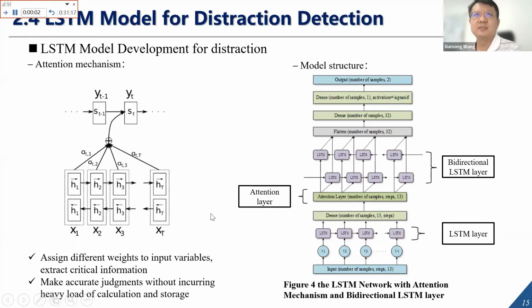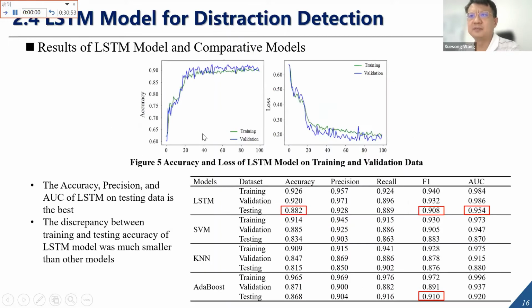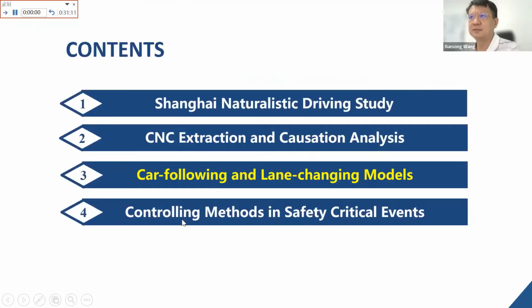And we also developed LSTM models for distraction detection. Particularly, we incorporated attention mechanisms. This paper has already been published in Part C. For this analysis, we used different types of models, like LSTM, SVM, and KNN models, and we found the LSTM model considering the attention mechanism is the best model from all the different types of methods.